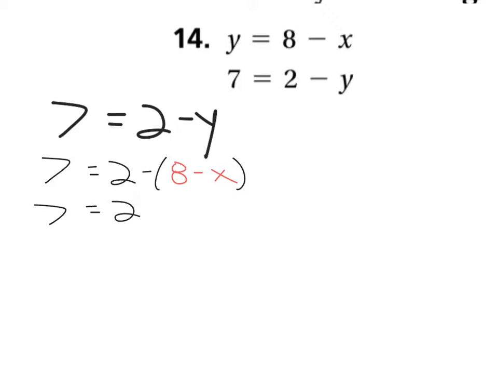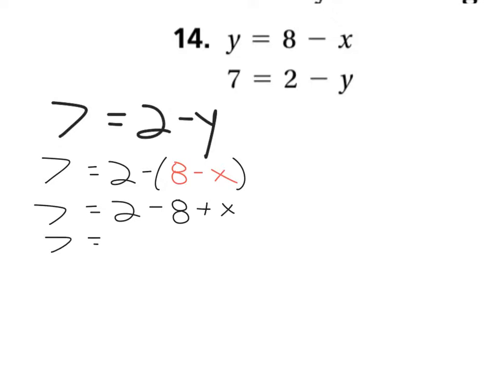We say 7 equals 2, and I'm going to distribute this negative. You see a negative out front of parentheses with nothing else in between it, just minus and then the parentheses. That means you're subtracting everything inside, and everything inside will have its sign changed in order to free it out of the parentheses. So negative times 8 is negative 8. Negative times negative x is actually positive x, plus x.